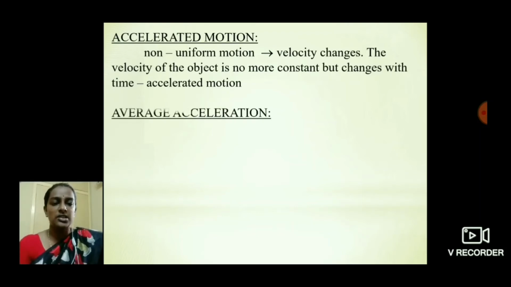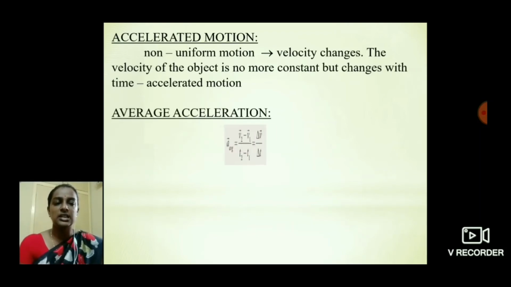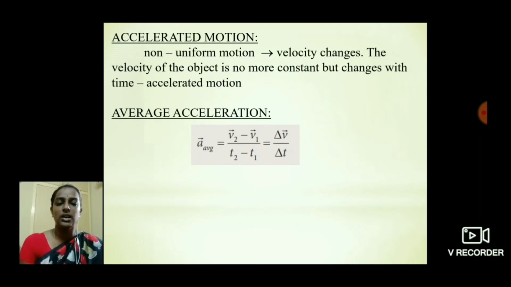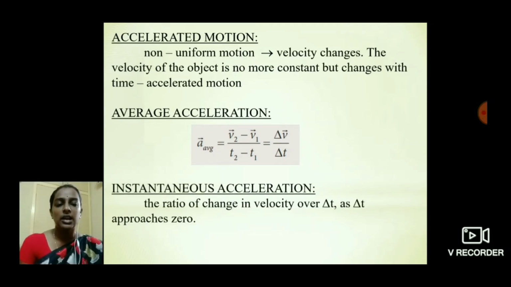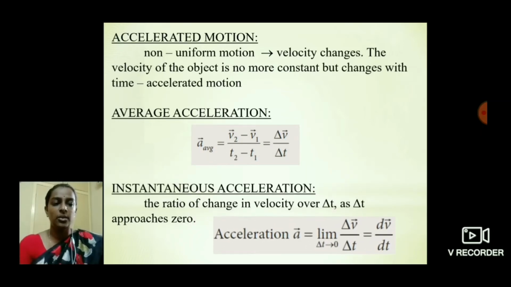Next is average acceleration. Average acceleration is the ratio of difference in velocity over difference in time. Next is instantaneous acceleration. The ratio of change in velocity over delta t as delta t approaches 0 is known as instantaneous acceleration. This is the formula: a vector equals limit delta t tends to 0 of delta v by delta t.